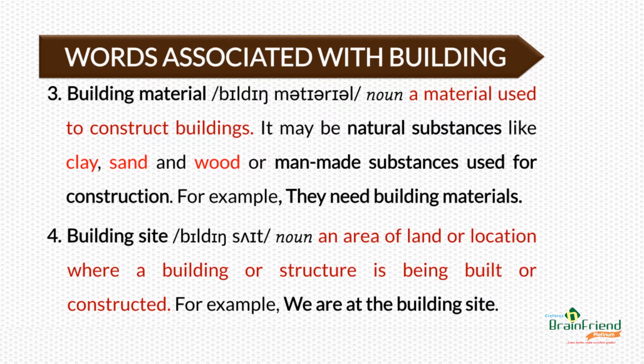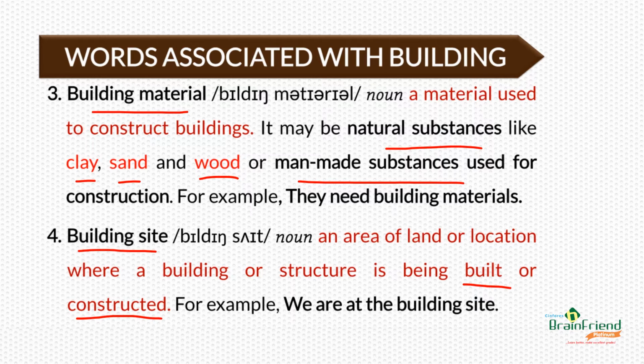Moving on, we have building material. This is a noun and it is defined as a material used to construct buildings. It can be a natural substance like clay, sand, or wood, or it could be a man-made substance used for construction. Next, we have building site, which is also a noun. A building site is an area of land or location where a building or structure is being built or constructed. Putting this in a sentence, we can say, we are at the building site.